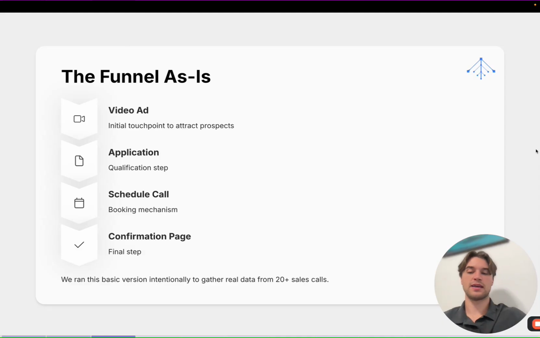Pretty basic. Now, we ran this version because we wanted to gather data. We wanted to create a ton of flow, start talking to people, make sure we're bringing in the right type of person. And then once we have that information, we can see, is anything broken? Is it profitable? Is it working?